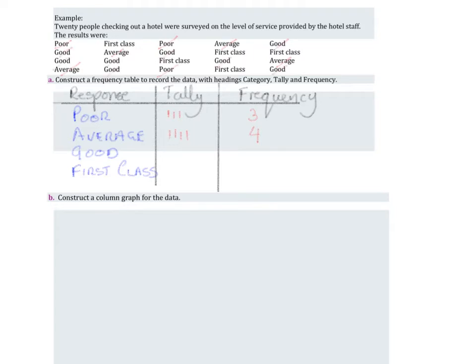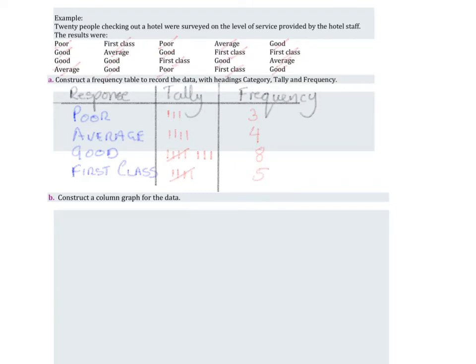Good has got 8. Now look at the way I do this. 1, 2, 3, 4. The stroke across means 5, 6, 7, 8. So my frequency is 8. Remember, my frequency is a number. And counting first class, we get 5, 4, 5.